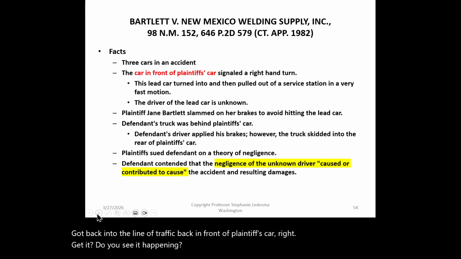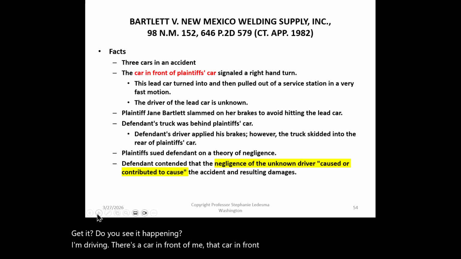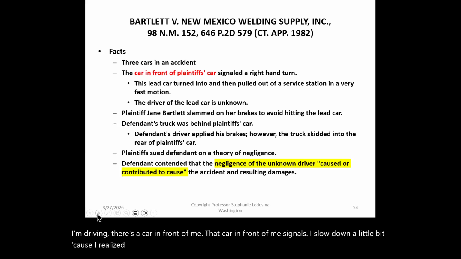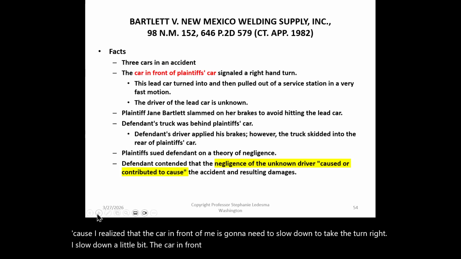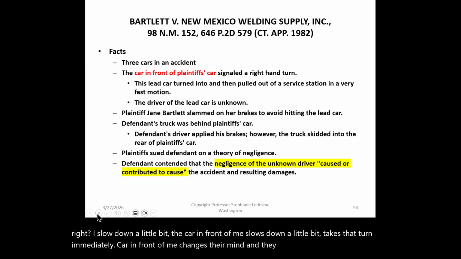I'm driving. There's a car in front of me. That car in front of me signals. I slow down a little bit because I realize that the car in front of me is going to need to slow down to take the turn, right? I slow down a little bit. The car in front of me slows down a little bit, takes that turn. Immediately, the car in front of me changes their mind and jumps back in front of me, right?